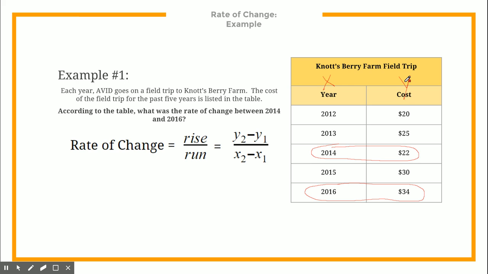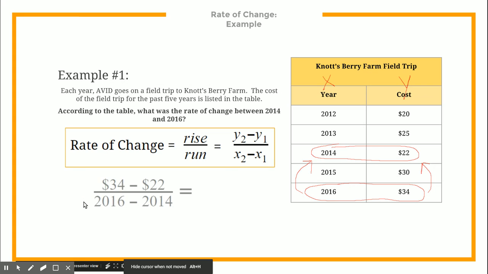And when you think of slope, which is the same as rate of change, you just know that you're going to subtract your y's and then you're going to subtract your x's to create some sort of ratio. Okay, and so this very simply will look like this. And where we are having the y's, 34 minus 22, which is our y's, and then we're subtracting our x's. So 2016 to 2014. Remember, this is the dollars per the years.